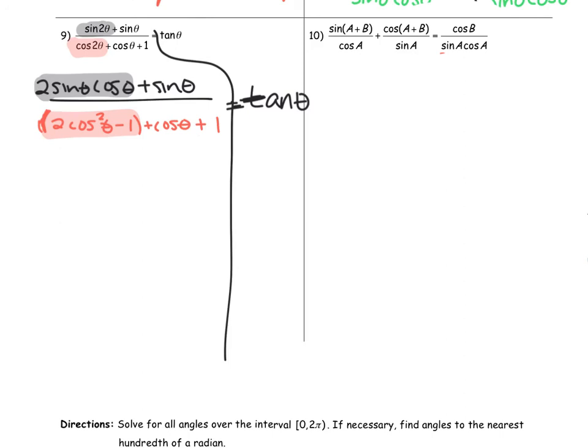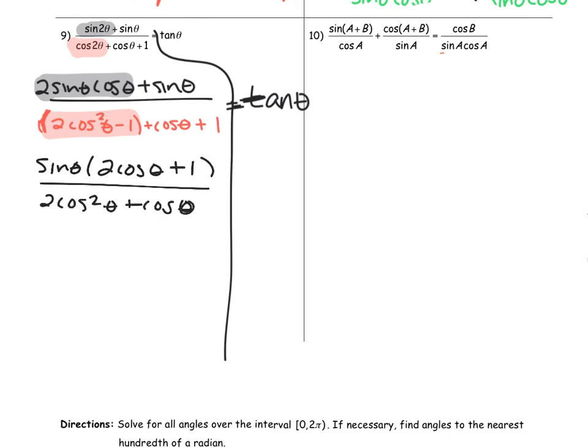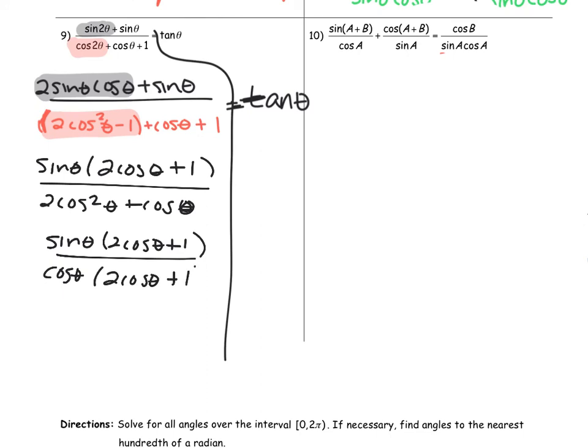Okay, I'm going to factor on the top. I can take out a sine theta. I'll be left with 2 cos theta plus 1 all over, here, if I actually look, this is 2 cosine squared theta plus cos theta after I simplify. I'm going to take out a cos theta on the bottom. So I'm going to take out a cosine of theta, and I'll be left with 2 cos theta plus 1. Now, if you notice, these 2 things are the exact same thing. If I have the same thing over the same thing, that's just 1.